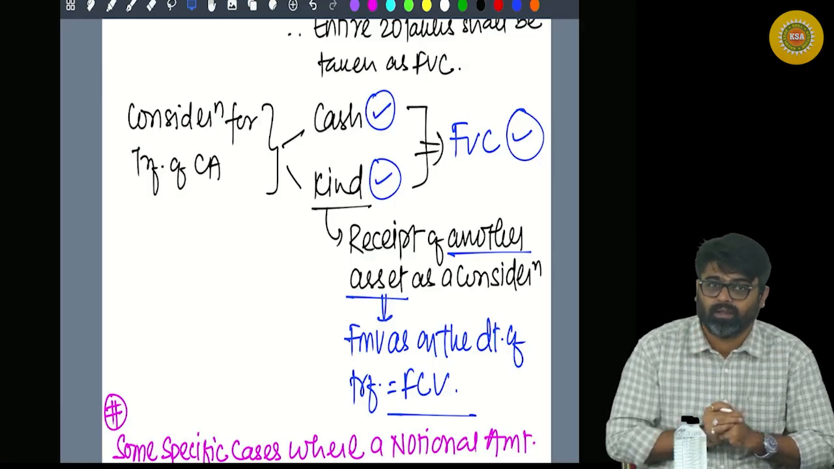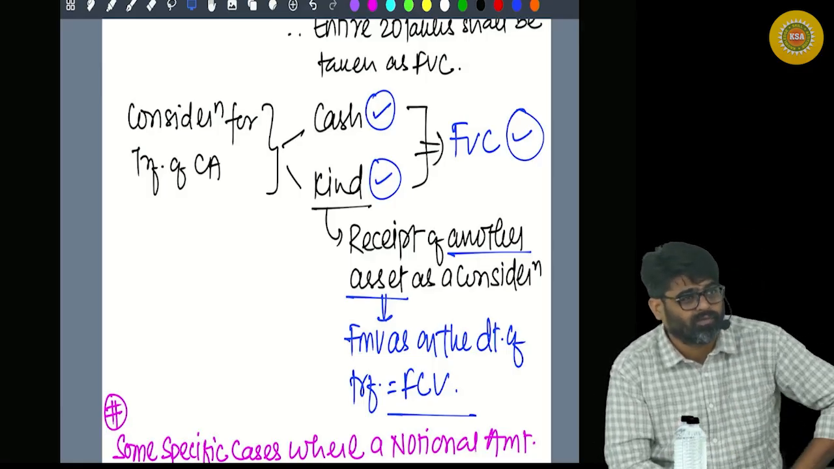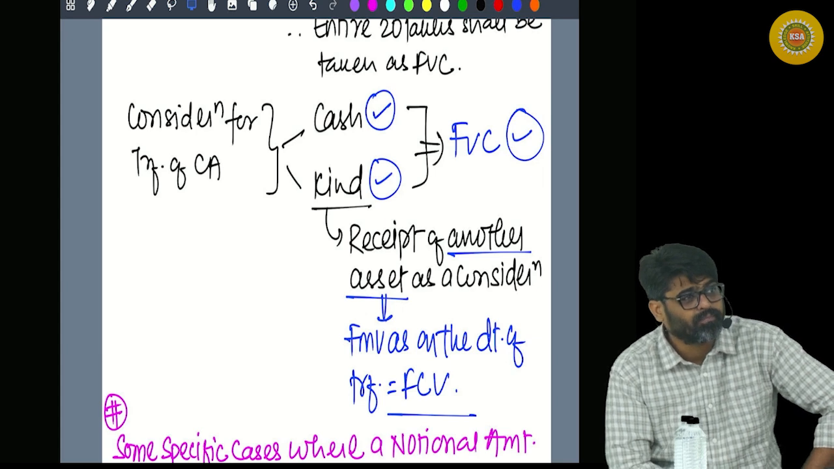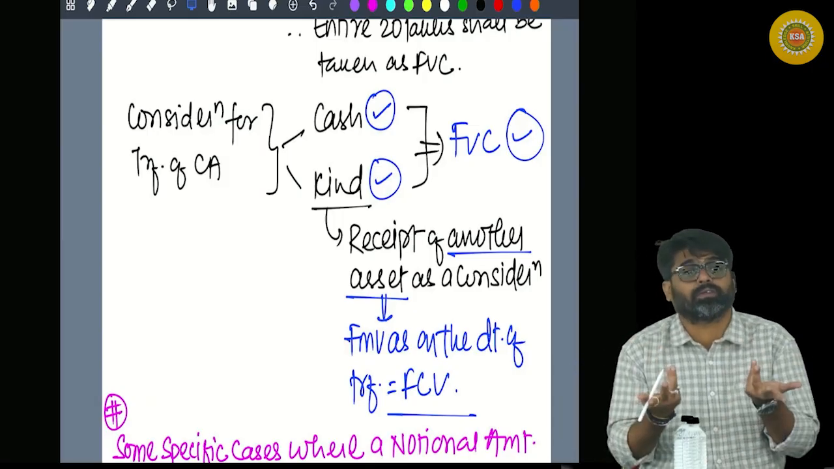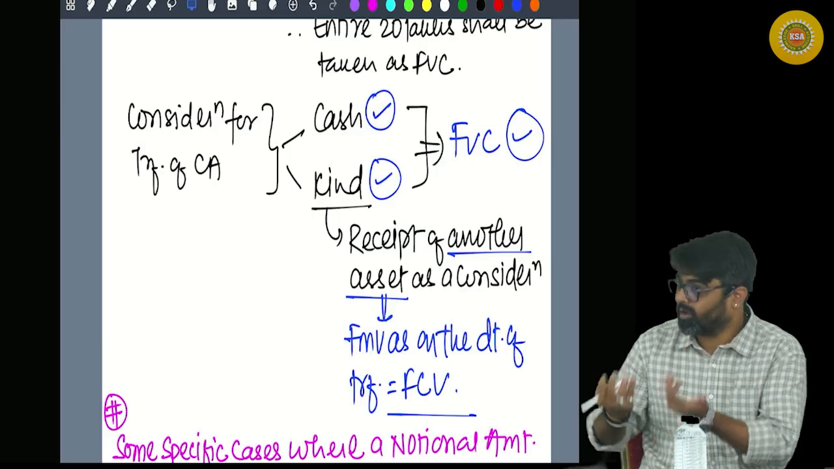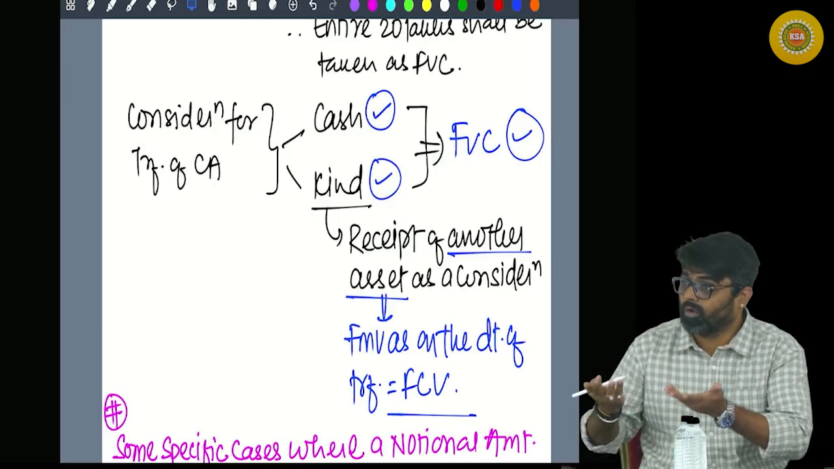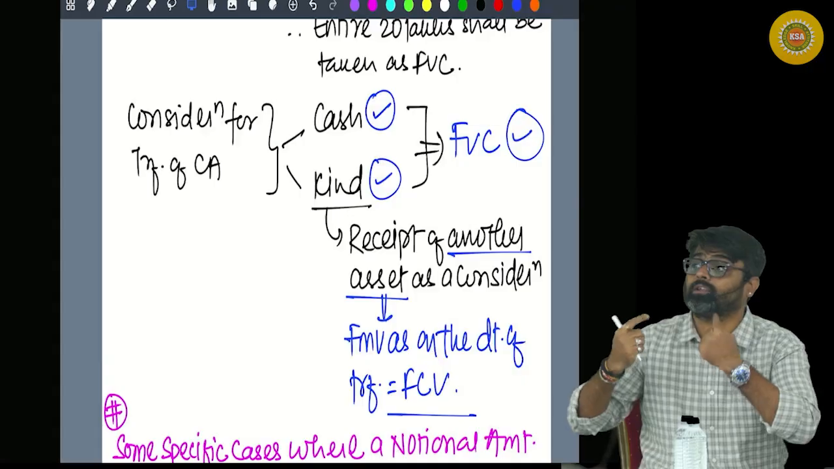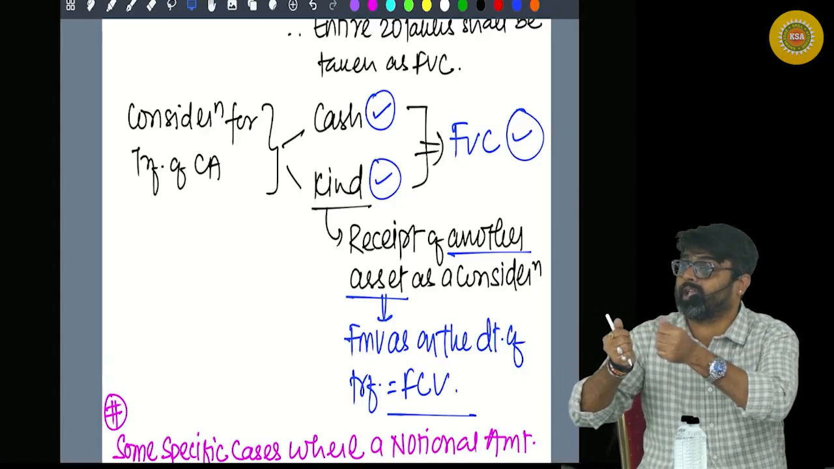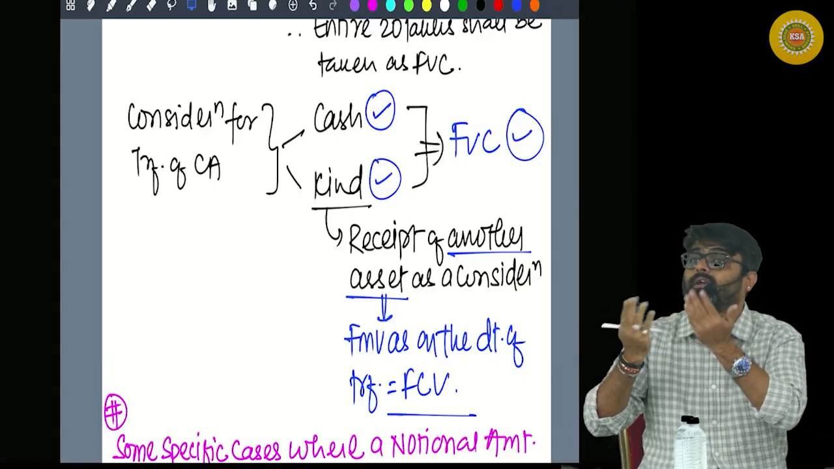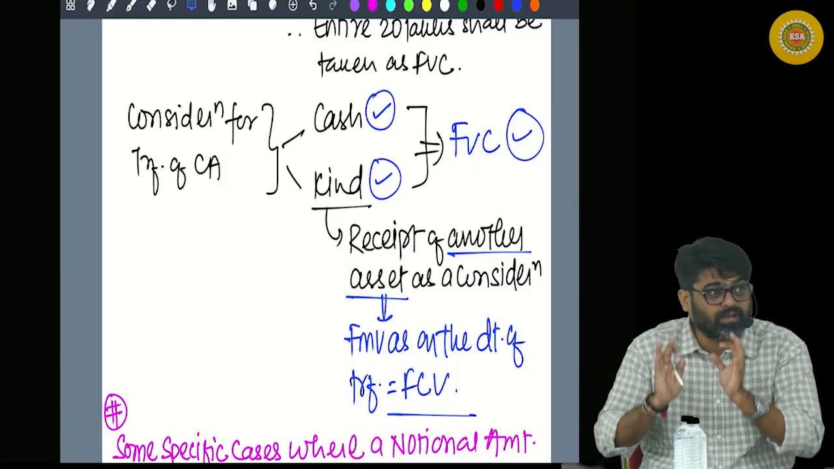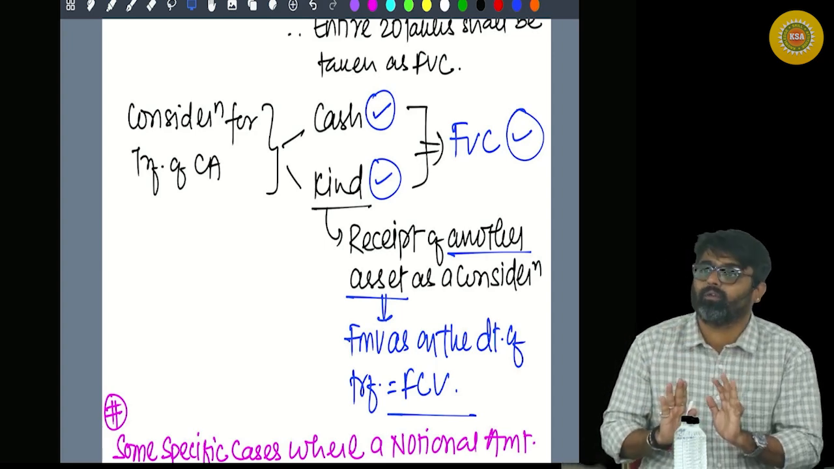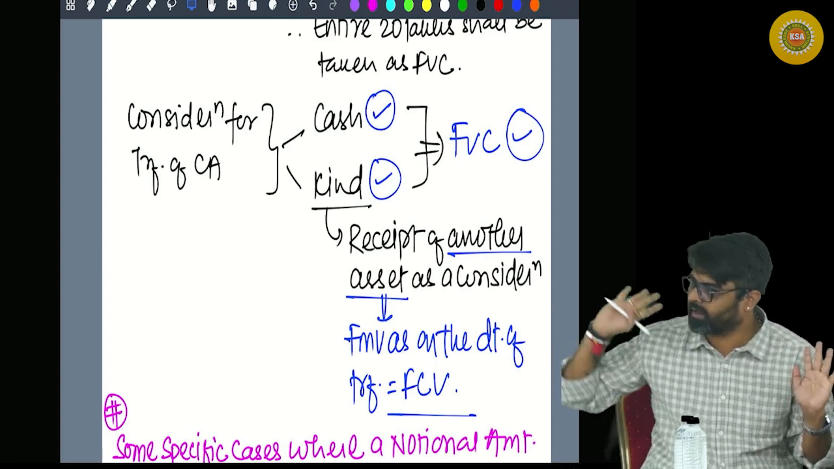But instead of money, you gave me gold. Instead of money, you gave me gold. And the value of that gold was 45 lakhs. So I have transferred my building for how much? 45 lakhs. Because in return, what am I getting? Gold worth 45 lakhs. So what is the consideration for transferring my building? Is it cash or is it kind? What am I getting? So the asset which I am receiving will be the full value of consideration for transferring my building.